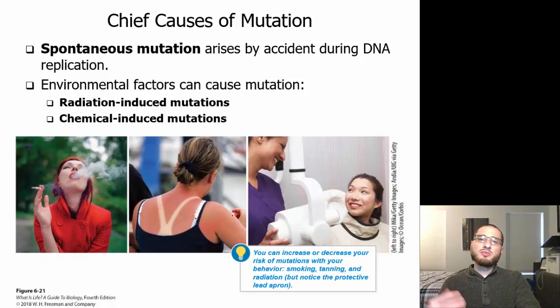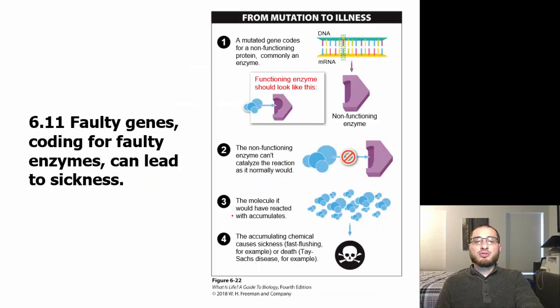There's spontaneous mutations, which are going to arise just by accident during DNA replication. But you're also going to see that environment plays a role in this as well, where you have radiation-induced mutations such as skin cancer, and chemical-induced mutations such as lung cancer. So the environment can play a role just as much as random errors can. You have faulty genes, which are going to be coding for faulty enzymes and can lead to sickness.